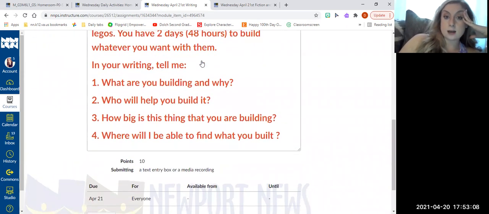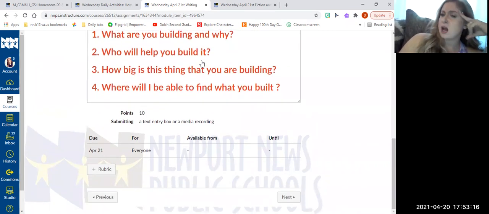In your writing, I want you to tell me what you're building and why, who you want to help you build it. How big is this thing that you're building and where will I be able to find it? Like, where are you putting it? Is it in Alaska? Is it at your house? Is it your new house? Did you build yourself a house? I want to know where it is.